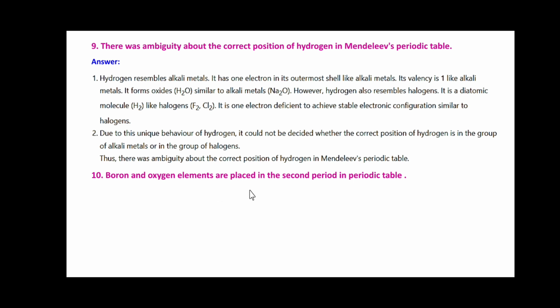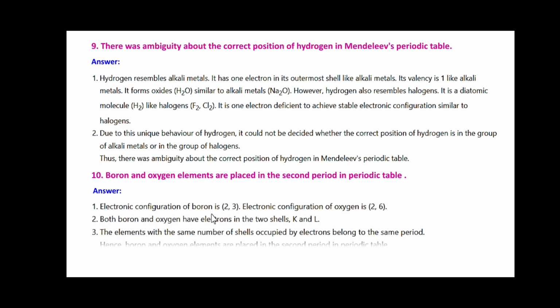Boron and oxygen elements are placed in the second period in the periodic table. Electronic configuration of boron is 2,3 and electronic configuration of oxygen is 2,6. Both boron and oxygen have electrons in the two shells K and L. The elements with the same number of shells occupied by electrons belong to the same period. Hence, boron and oxygen elements are placed in the second period in the periodic table.